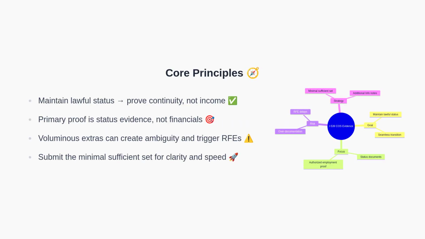The core principles are: 1. Your main job is to prove you maintained lawful status without gaps. 2. The most persuasive evidence is status evidence. Documents like I-20s with proper notations, EADs for OPT, and your I-94, rather than financial documents. 3. Adding unnecessary materials tends to create ambiguity, which can trigger RFEs. And 4. Concise, complete, and relevant submissions typically move faster through adjudication.